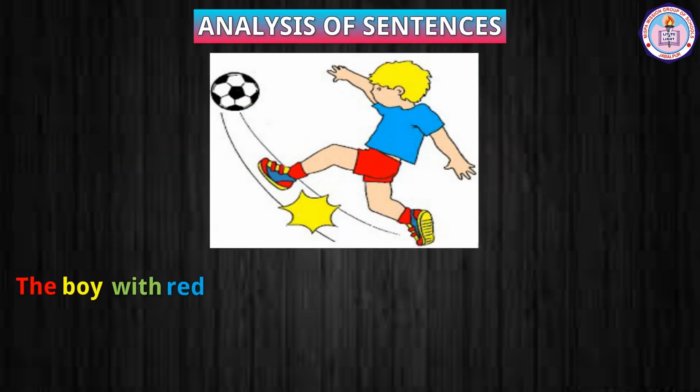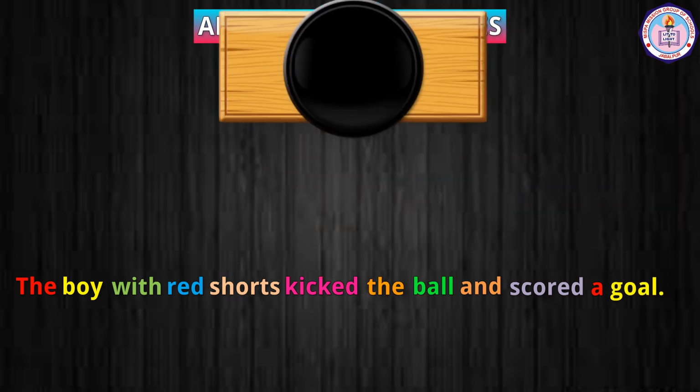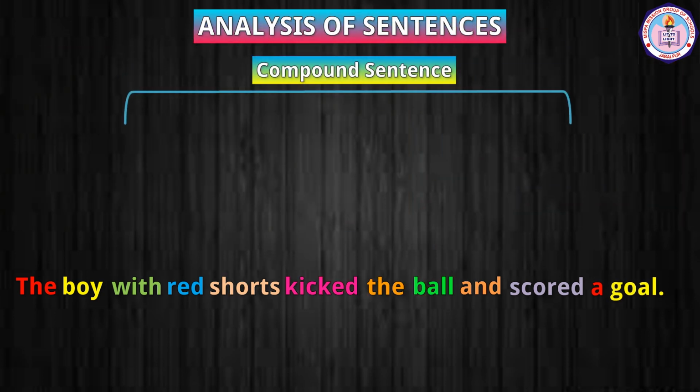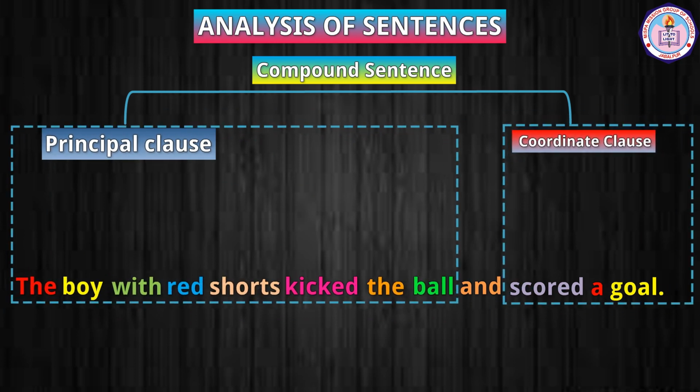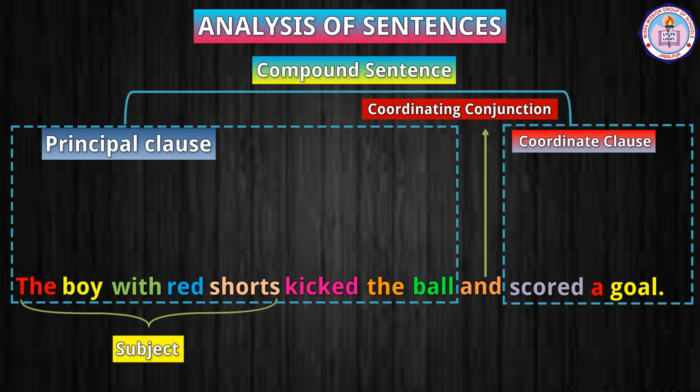The boy with red shorts kicked the ball and scored a goal. It is a compound sentence containing two clauses. It has a principal clause, the boy with red shorts kicked the ball, and a coordinate clause, scored a goal. Both the clauses are joined with a coordinating conjunction and. Now, let us analyze the principal clause. The boy with red shorts is the subject. Kicked the ball is the predicate.